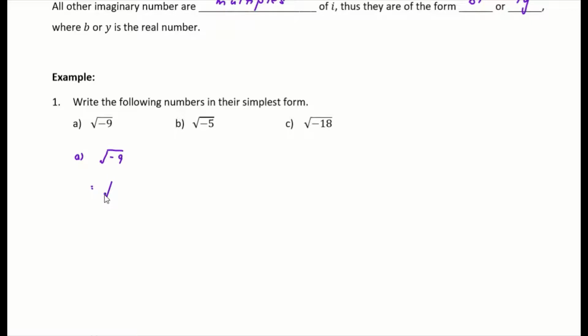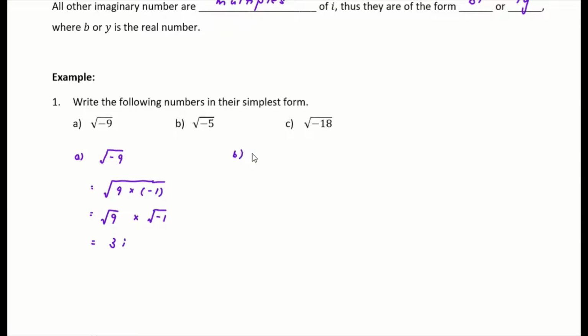Negative 9 is actually the same thing as 9 multiplied by negative 1, correct? So when we split it into 2, I will have square root 9 multiplied by square root negative 1. Square root 9 will give me 3, and square root negative 1 is actually i. So that's why square root negative 9 is actually 3i. Okay, as simple as that.